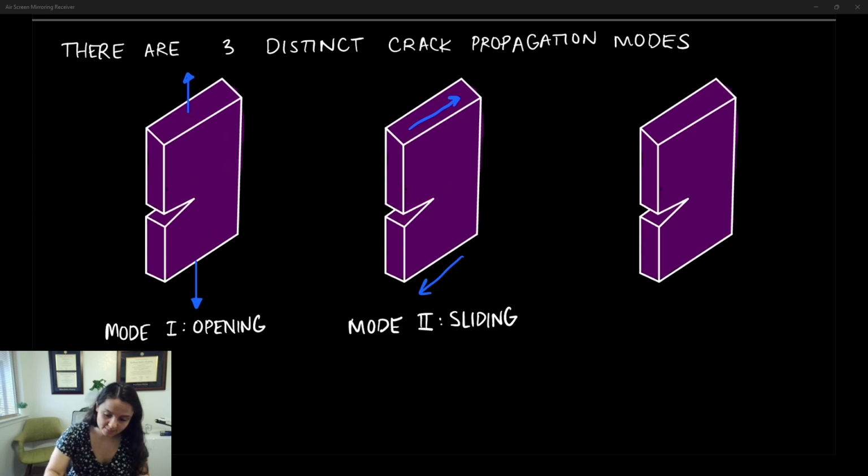And finally, mode 3 is our tearing mode. For our tearing mode, we have a shear stress that's acting parallel to the plane of the crack and parallel to the crack front. So here's our crack front. Our crack front is this line here, so we're parallel to this, and we're also acting in the plane of the crack for tearing.